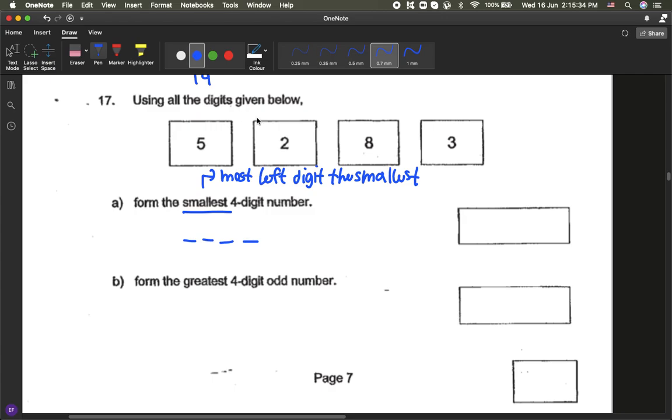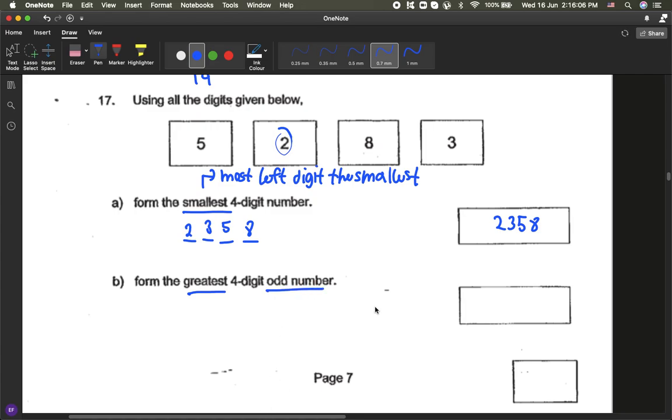So over here, the smallest digit would be number 2. So number 2 goes first, followed by the second smallest digit, which is number 3, followed by 5, and then number 8, which is the last one. So our smallest 4-digit number is 2, 3, 5, 8. The next question, they want us to form the greatest 4-digit odd number.